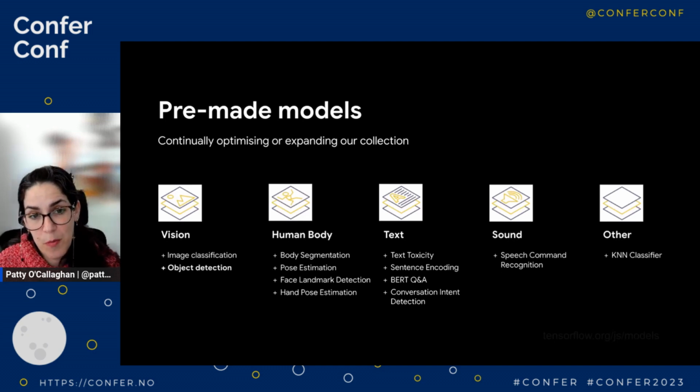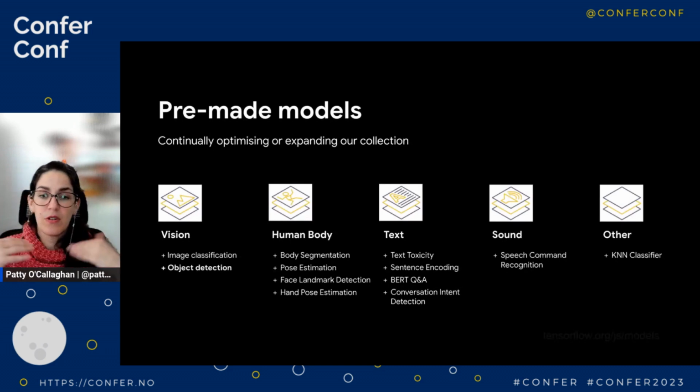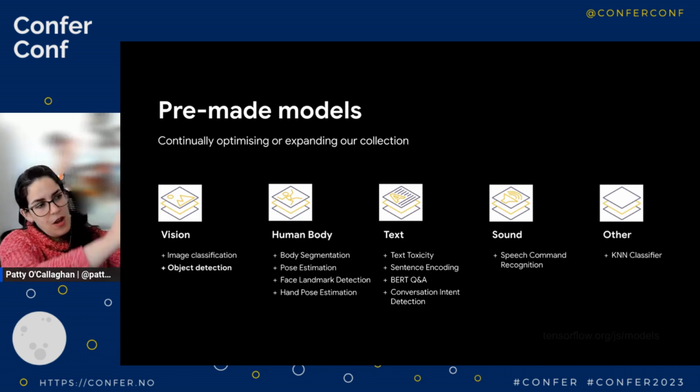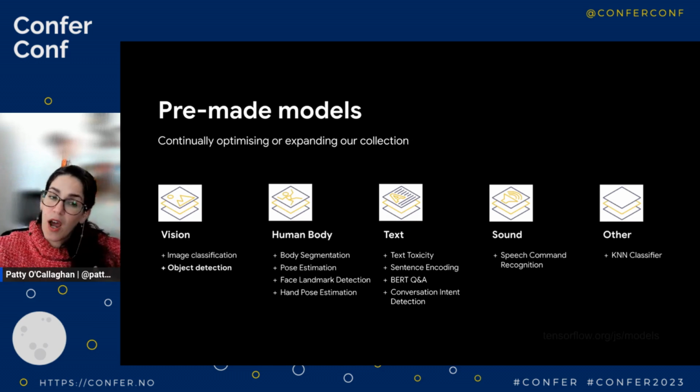For the human body, there is one for body segmentation, which will highlight the arms, the head, and so on. Pose estimation will also highlight the position of your arms and your legs.